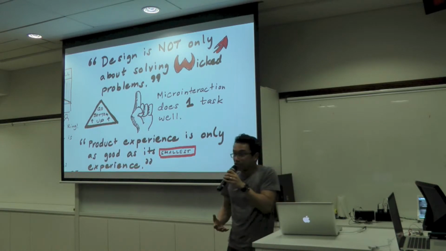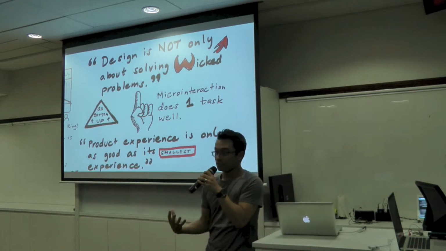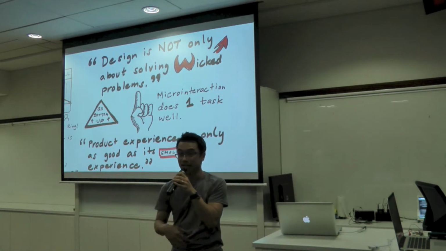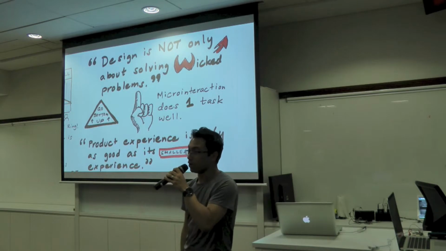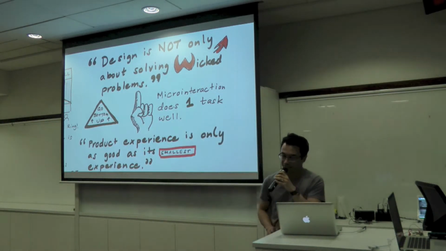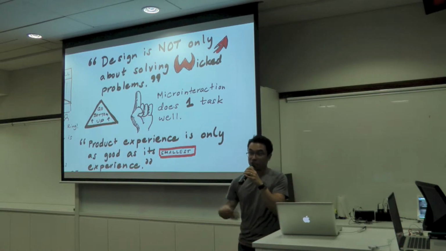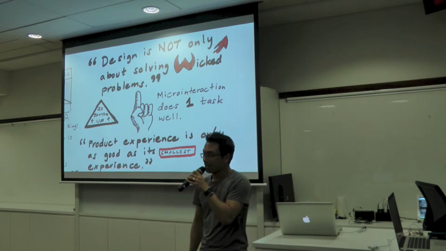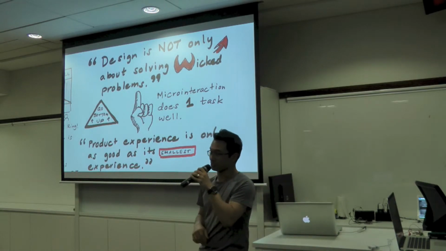So what is a micro interaction? It's the smallest unit of task that a software or any solution can do. And it does that one task well, and only that task. And he also said, the experience of your product or your solution is only as good as your smallest experience.